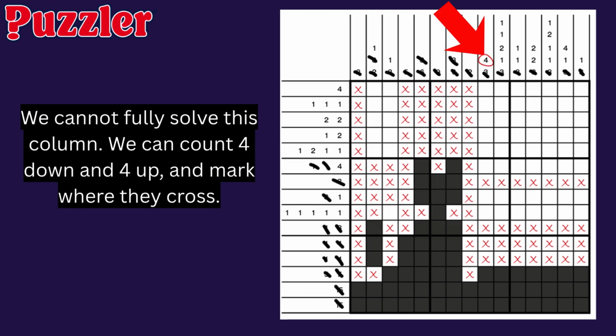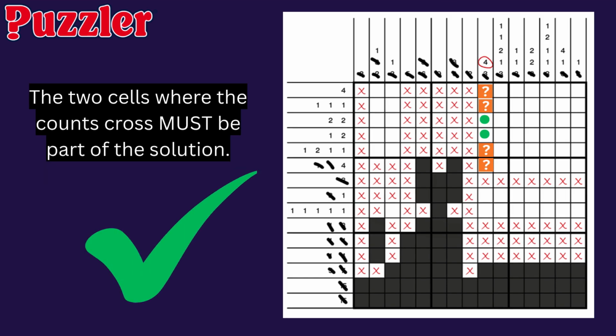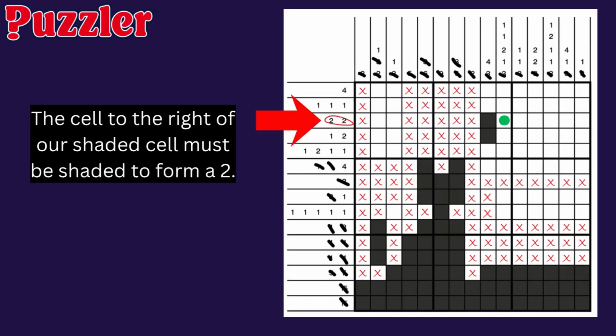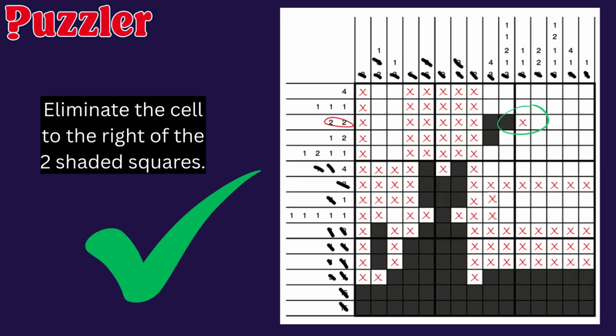Although we cannot fully solve this column yet, we can count 4 cells from the top down and 4 cells up from the first available cell, and mark the areas where these 2 counts cross. Looking at this row, we know that the cell to the right of our shaded cell must also be shaded to form a group of 2. We can now also mark the cell immediately to the right of the 2 shaded squares as a blank.